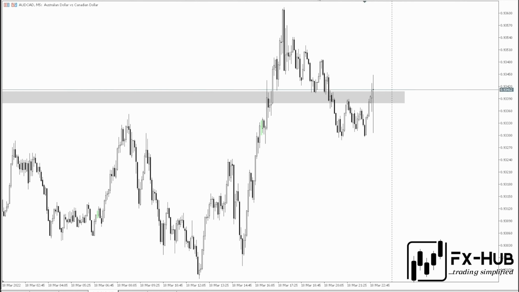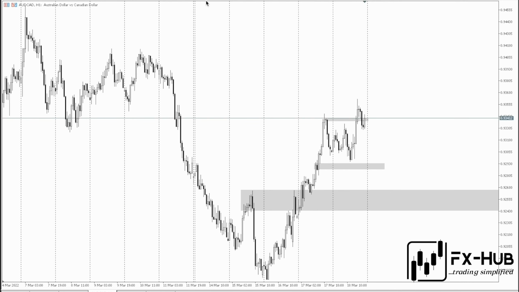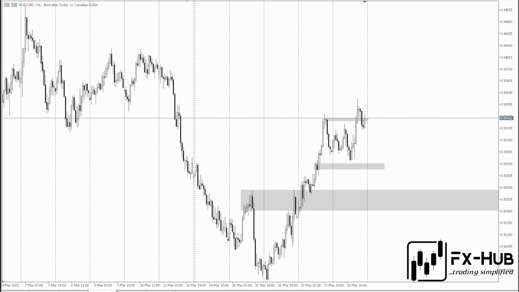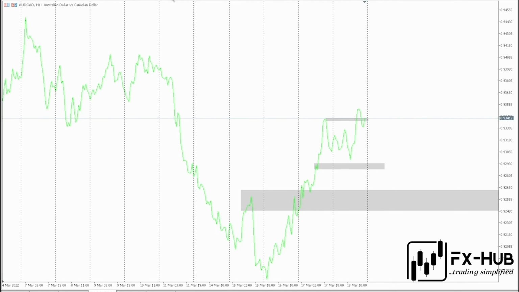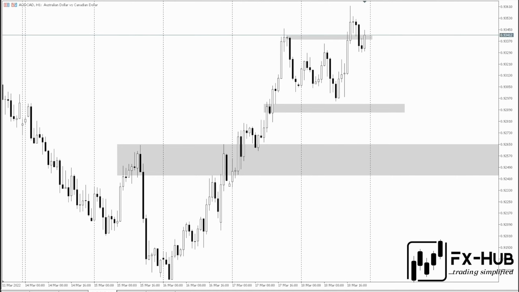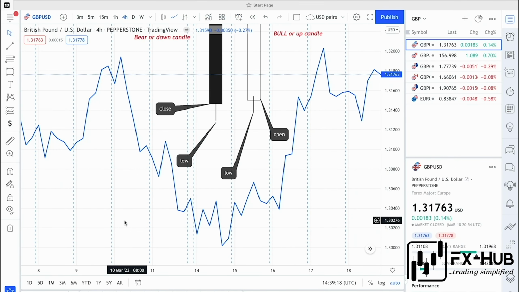So on MT5 you have various representations of various time frames, and you can choose how you want your chart to be displayed, either as a bar chart, a line chart, or a candlestick chart. So this is a candlestick chart, this is a line chart, and this is a bar chart. So I believe you've seen the difference. And quickly let me jump back to TradingView.